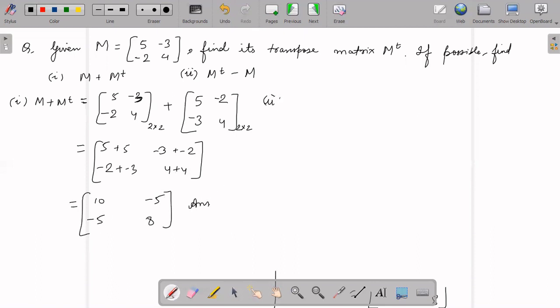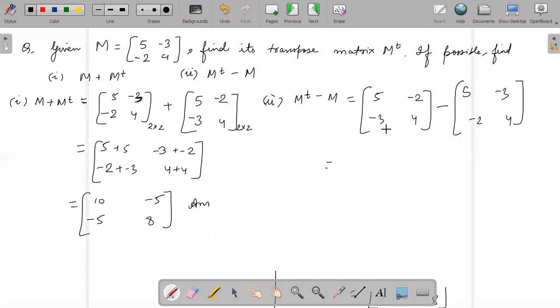And the second part is M transpose minus M. So what will we do now? We will write M transpose first. This is our M transpose. M transpose is 5 minus 2, minus 3 4, and then minus M. M is 5 minus 3, minus 2 4. Very simple. How do we subtract it?